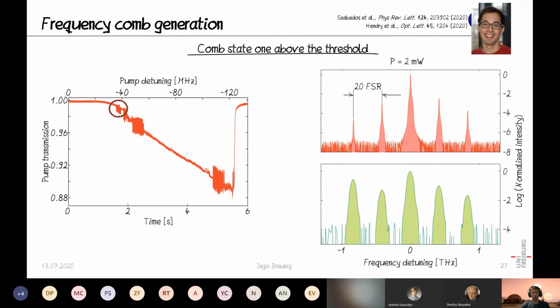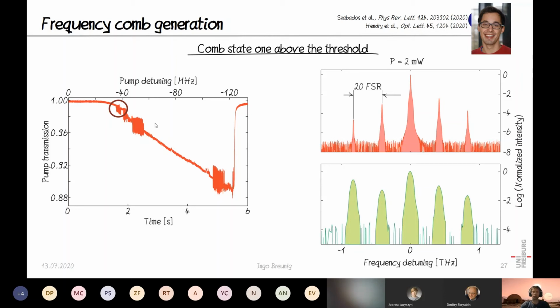And in this triangular structure, you see these kind of noisy regions. If you go with the pump frequency there, let's say to minus 40 megahertz, then you see an output spectrum that is visualized on the right-hand side. You have several sidebands, and these sidebands are 20 free spectral ranges away from the pump. And you have the same structure in the second harmonic signal.